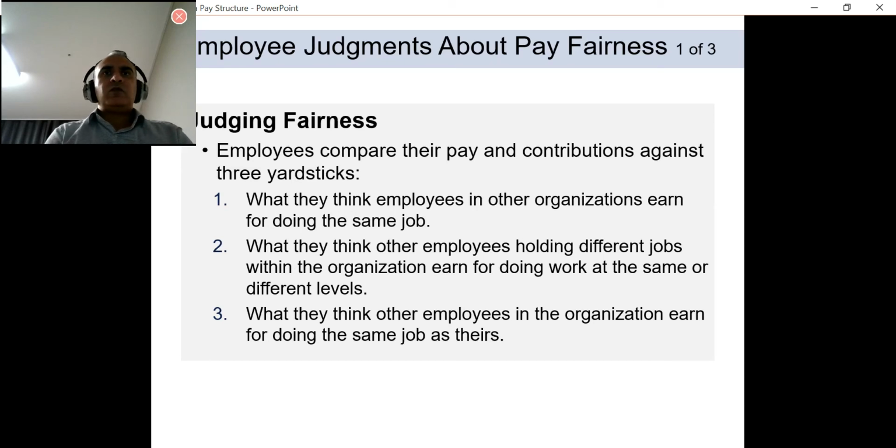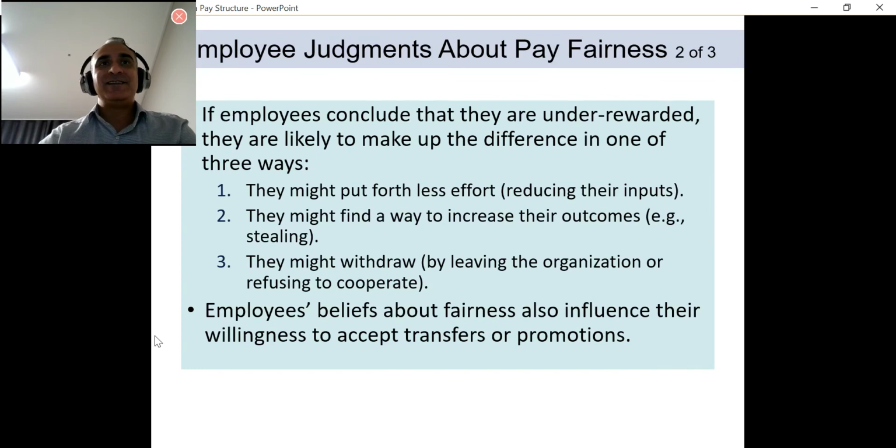The same thing applies to different jobs within the organization, doing work at the same or different levels. They must think, why does this guy get paid more than me in a higher position, but he does less than me? They need to understand that maybe their job is more critical in a higher position. And then also what they think other employees in the organization earn for doing the same job as they are. So like I said, equality. If I do the same as you, do we get the same or not? Why do you get paid more than me? Maybe because, I don't know, it could be many different reasons.